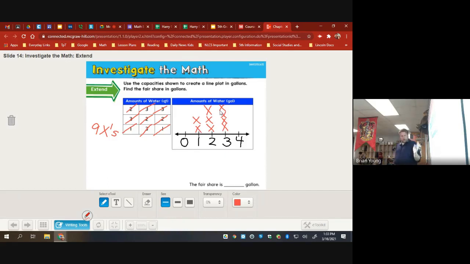So which fish tank is the largest in the amount of water that's in it? A 3-quart one is the largest. So now we need to find the fair share. You guys remember how we find the fair share of it? Yes. Divide. Divide what? The number of X's. Not just the number of X's. What do we do to these numbers here first? Oh, you add them? We add.